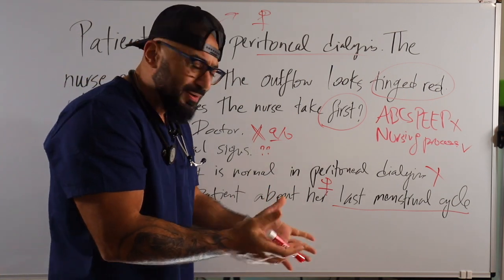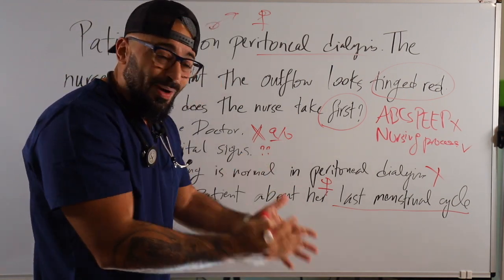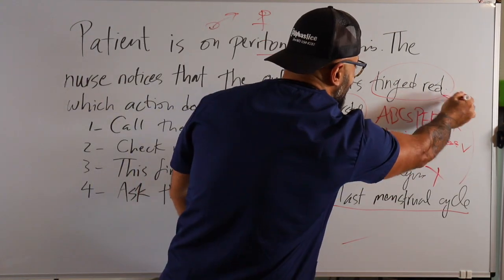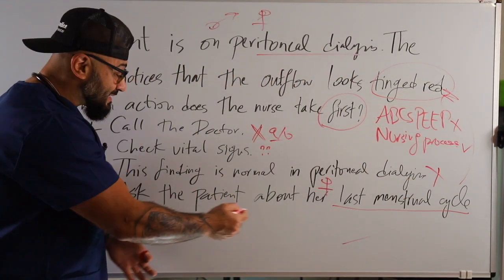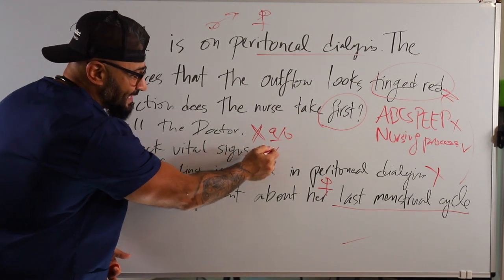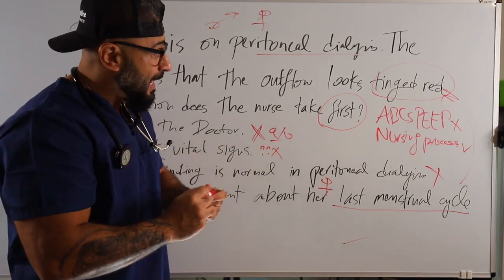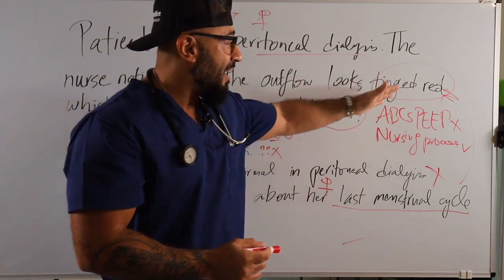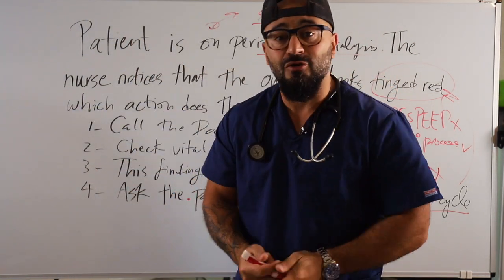Are you having your period right now? So you're gonna ask her that question. And if she said yes, then this makes sense. Right? Then this is the right question, and this is not a priority, right? Unless the patient was bleeding. There's no signs of bleeding. There's just tinged red effluent, or the outflow in the urine bag.